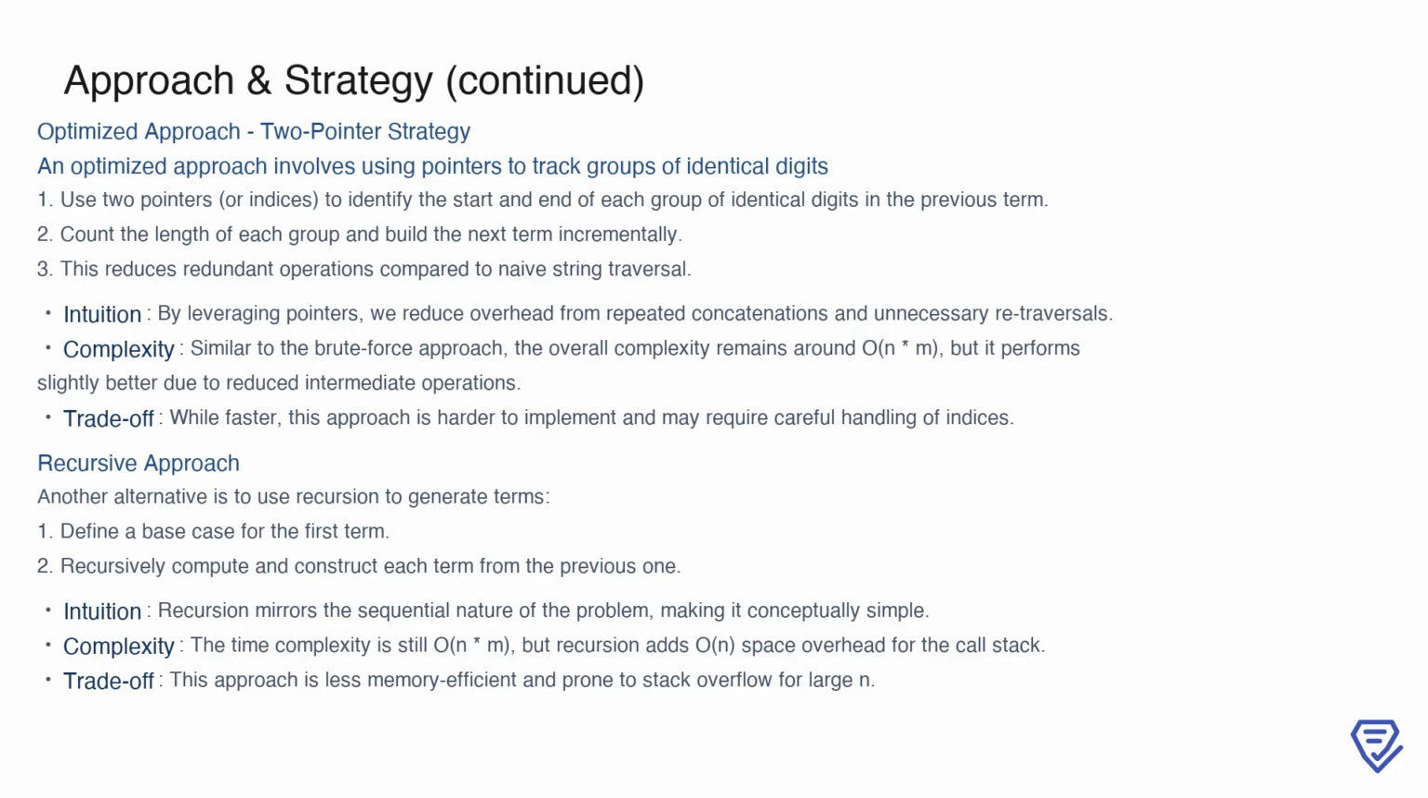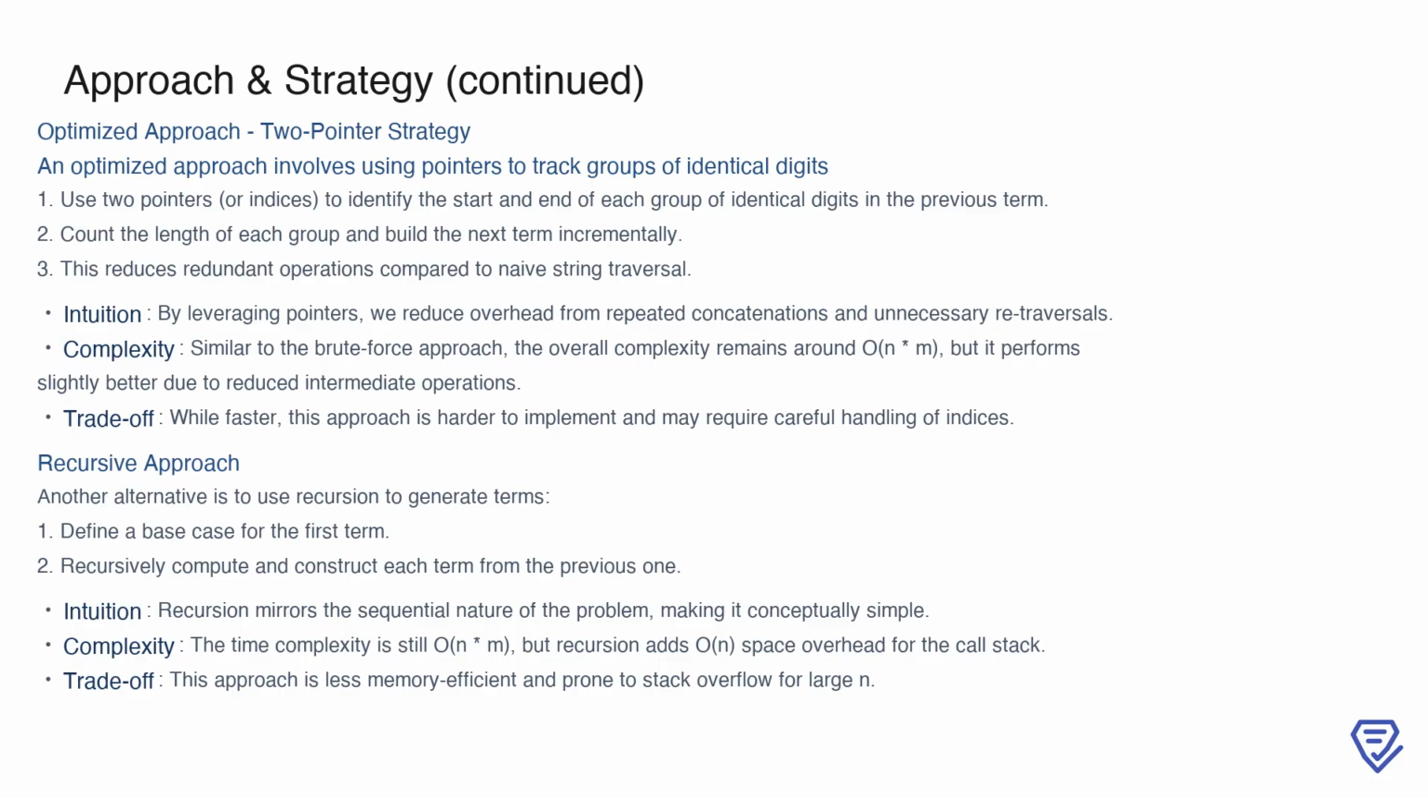Now, to improve upon the brute force method, we can use an optimized approach involving a two-pointer strategy. Instead of processing the string in a naive manner, we use two pointers or indices to identify the start and end of each group of identical digits in the previous term. By counting the length of each group and building the next term incrementally, we reduce redundant operations like repeated concatenations and unnecessary retraversals of the string.